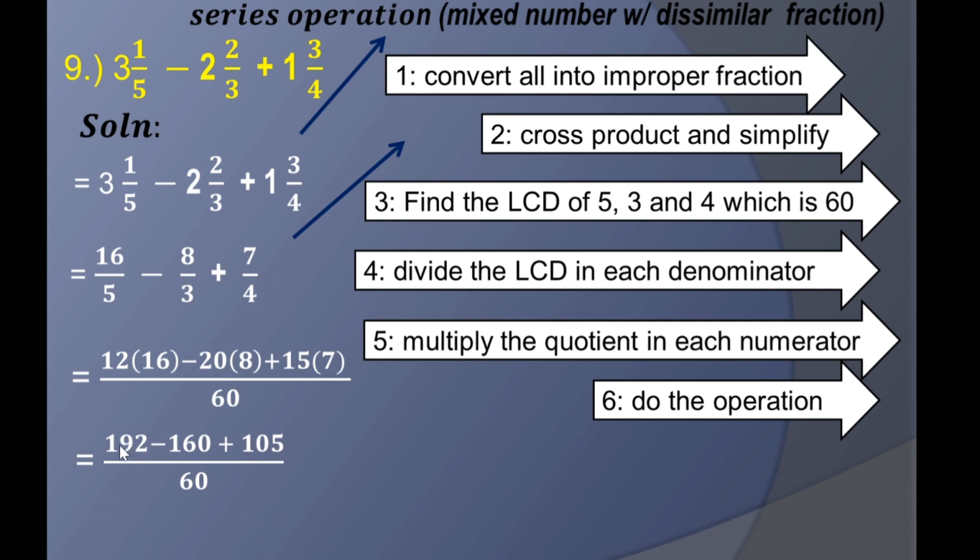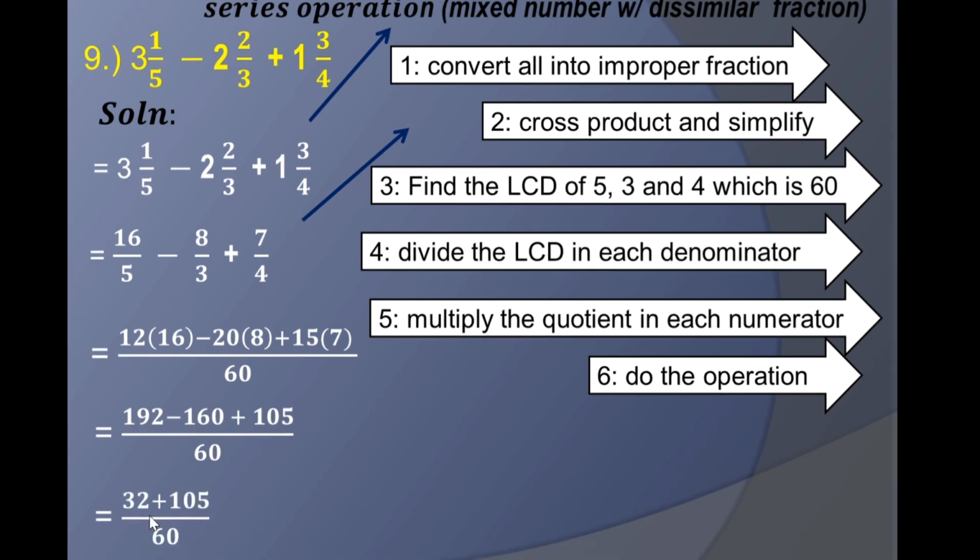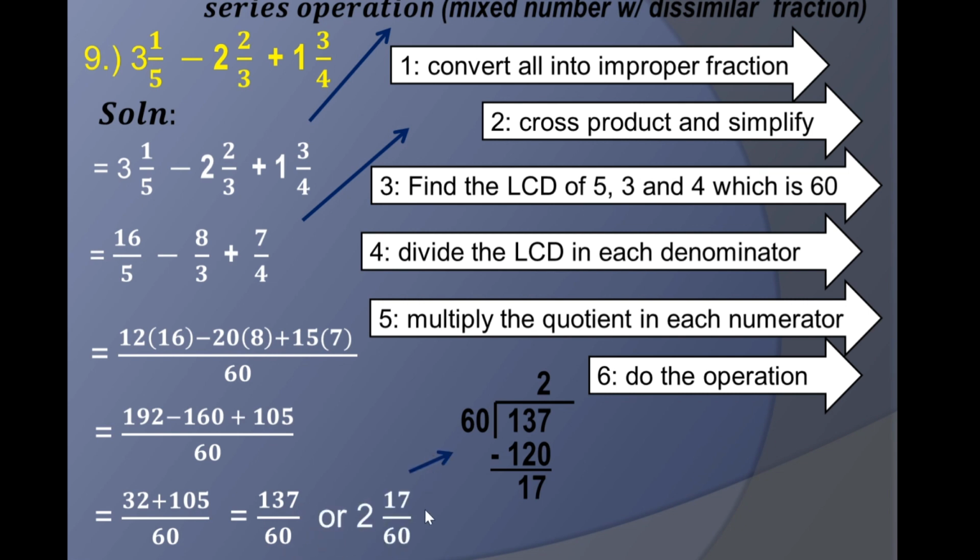Simplify, so 192 minus 160 plus 105 is the result for these numerators. So 192 minus 160, that is 32, plus 105, then we have 137 over 60. Okay, we want to convert it into a mixed number, so 137 divided by 60. So that is 2. 2 times 60 is 120. Then the difference is 17. We have the quotient, we have the remainder, and we have the denominator. Therefore, 137 over 60 can be expressed as 2 and 17 over 60.